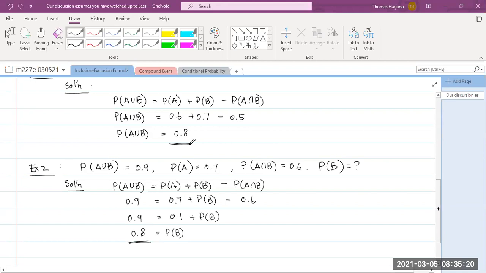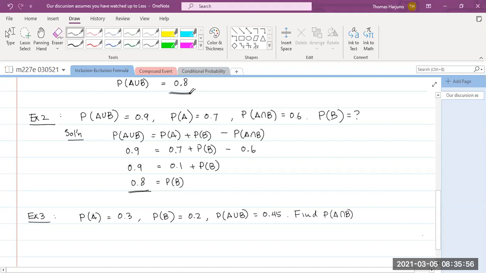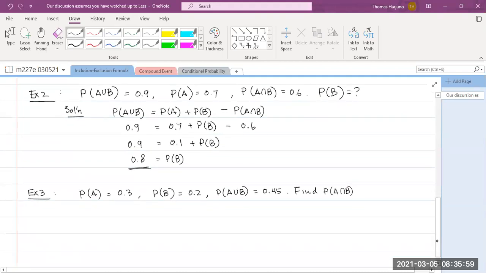Now, let me give you maybe 3 minutes to do this example. This one's supposed to be easy. So let's say probability of A equals 0.3. Probability of B is, let's say, 0.2. Probability of the union is 0.45. So find the probability of the intersection. Okay, I'll give you 3 minutes to do this.